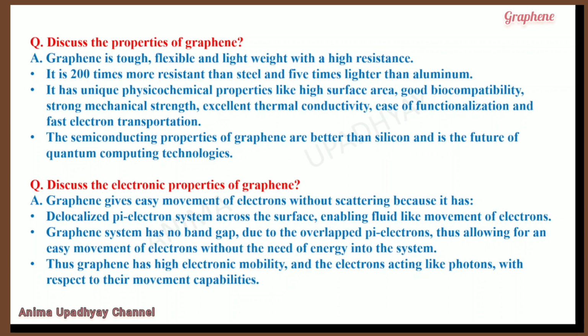computing technologies. Discuss the electronic properties of graphene. Graphene gives easy movement of electrons without scattering because it has a delocalized pi electron system across the surface, enabling fluid-like or free movement of electrons. Graphene system has no band gap due to the overlapped pi electrons, thus allowing for an easy movement of electrons without the need of external energy into the system. Thus, graphene has high electronic mobility and the electrons act like photons with respect to their movement capabilities.